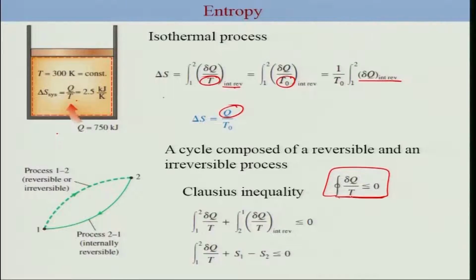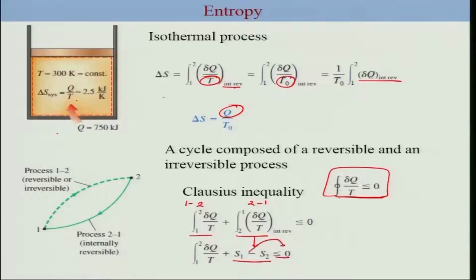Now we can write this expression by including the contribution from the 2-1 process and the 1-2 process. Note that the Clausius inequality is meant for a cyclic process, okay? But here we are taking the contribution from individual processes, which is here the 1-2 process, and this is the 2-1 process. Now the 1-2 process is either reversible or irreversible, which we are not aware of, and this 2-1 process is internally reversible. Thus we can write this in terms of simply the change in entropy, okay? And then this is less than or equal to 0.